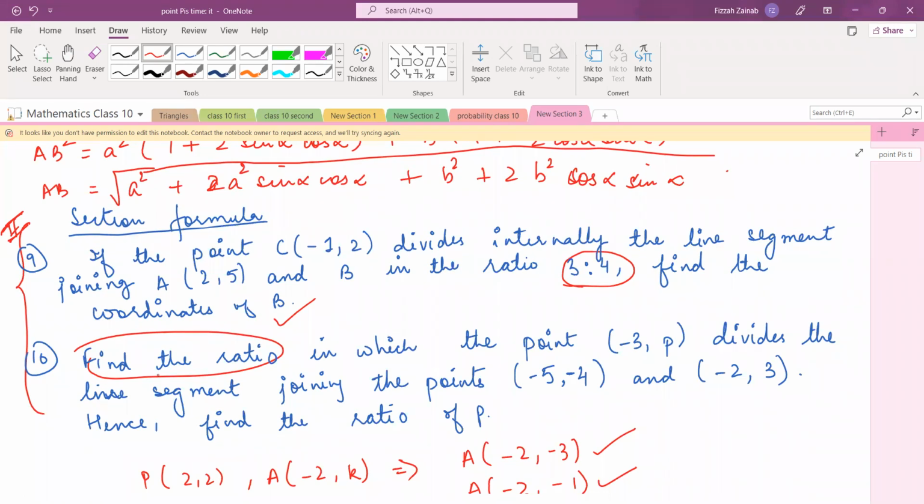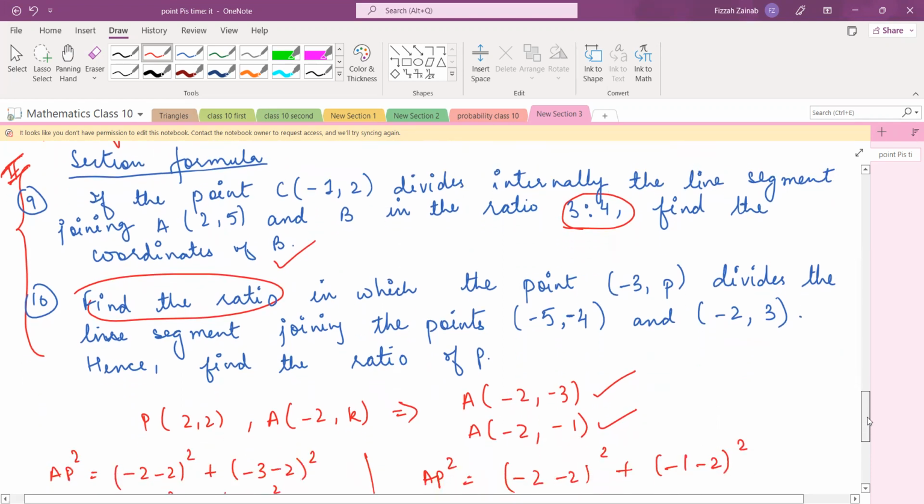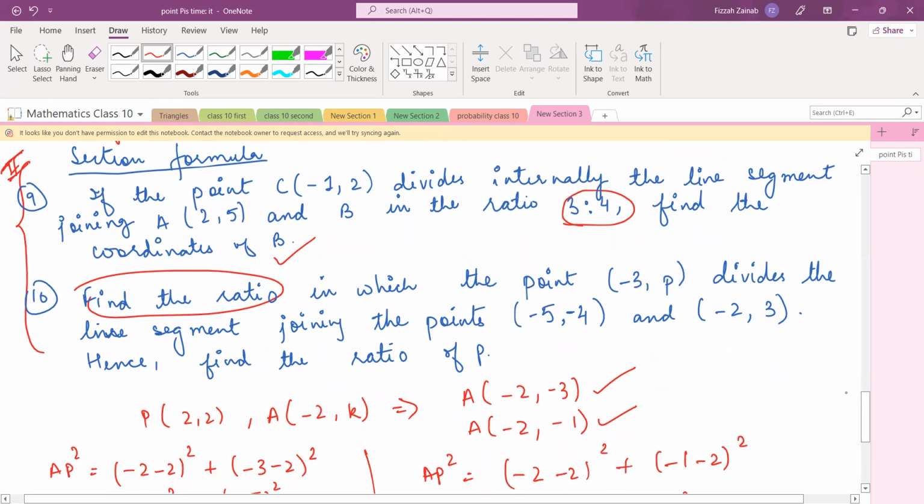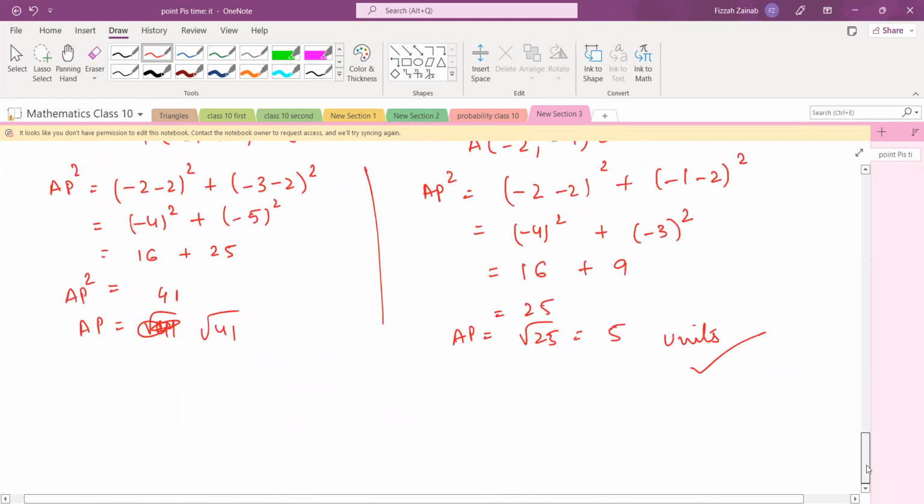Now there are some interesting questions from section formula which can be asked. So have you written? Yes, ma'am, I took a screenshot. Okay. Now the second type from section formula will be on determining the type of quadrilateral.